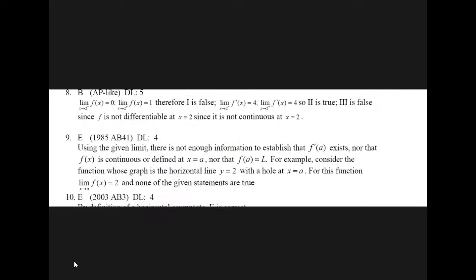So jumping down to 10, 11, and it looks like you're also going to see 12. 10 is E, 11, E, and 12, B.